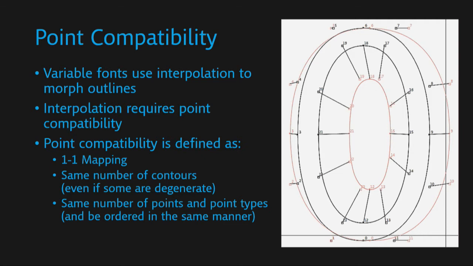But in order to create these axes and to create a variable font, I have to have fonts along the different axes. And those fonts have to be point compatible. Point compatibility basically means that I have a one-to-one mapping between every point in the default font and every point in each family member on each end of the axis. Okay? So they have to have the same number of contours, they have to have the same number of points, they have to be in the same order, and so on.